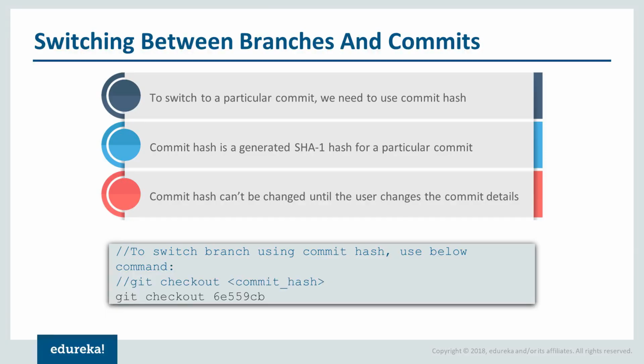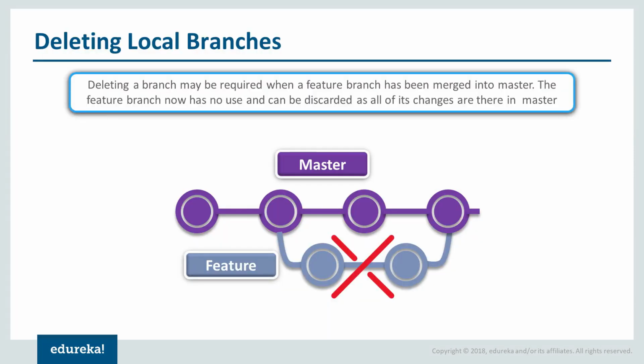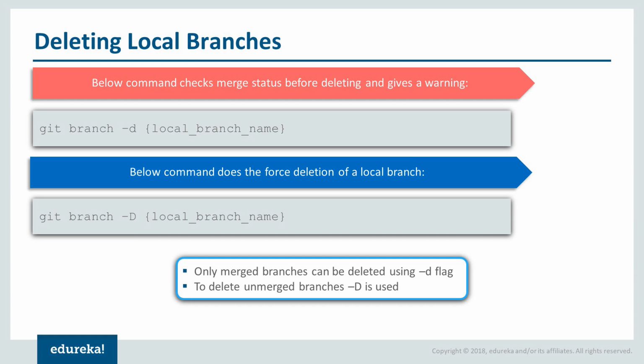A commit hash is a generated SHA-1 hash for a particular commit and can't be changed unless the user changes the commit details. Now we can also delete a branch. This might become handy. For example, there might be scenarios when we spin up a new branch, for example feature, and we merge it back onto master so that it goes into production. The feature branch now has no use and can be discarded as it is already merged in master. The way to do it is to use the -d option or capital -D, which is the force option. For merged branches, we use small d; for unmerged branches, we use capital D.